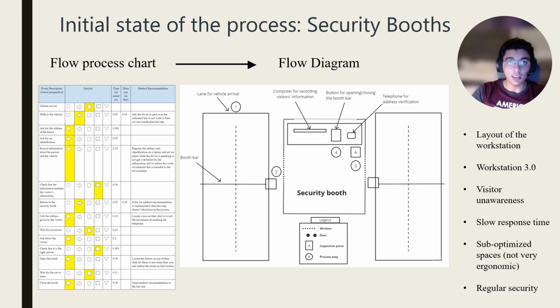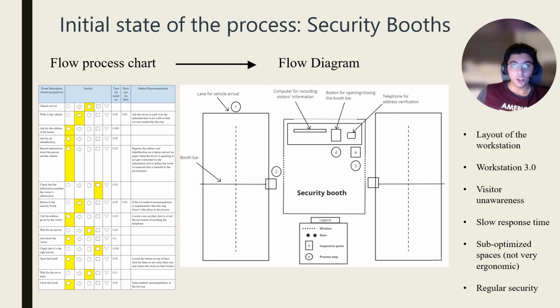As shown in the left side of the presentation, a flowchart process was done in order to diagnose the process that security booths involve. This tool describes the steps of the process, the recycle times, the distances between, and the suggestions to minimize Mura, Muda, and Muri. Based on this, we created a flow diagram based on an actual security booth found in the neighborhood of Bosque Encinos in order to visualize better the workstation in question.